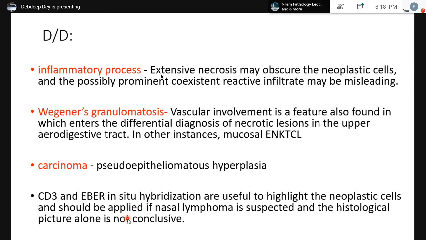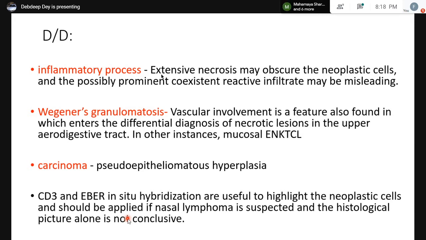An inflammatory process. You may look at low power and see there is necrosis, there is ulcer slough. If you will not go down to high power, you will miss the neoplastic cells, because this extensive necrosis with the ulcer slough and the necroinflammatory infiltrate will obscure the neoplastic cells. Therefore, you might be missing this process.